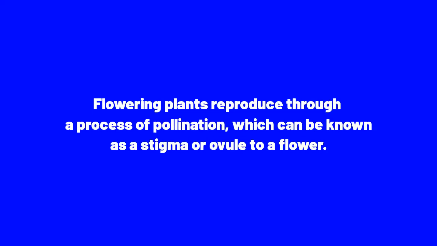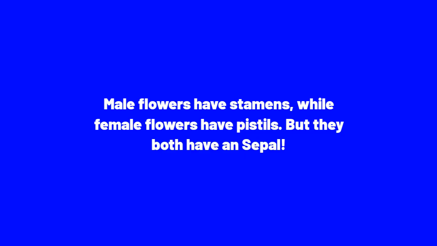As I was saying, flowering plants reproduce through a process of pollination, which moves pollen to a stigma or ovule of a flower. But it's not just pollination that's the issue. Male and female flowers have something different. Male flowers have stamens, while female flowers have pistils.